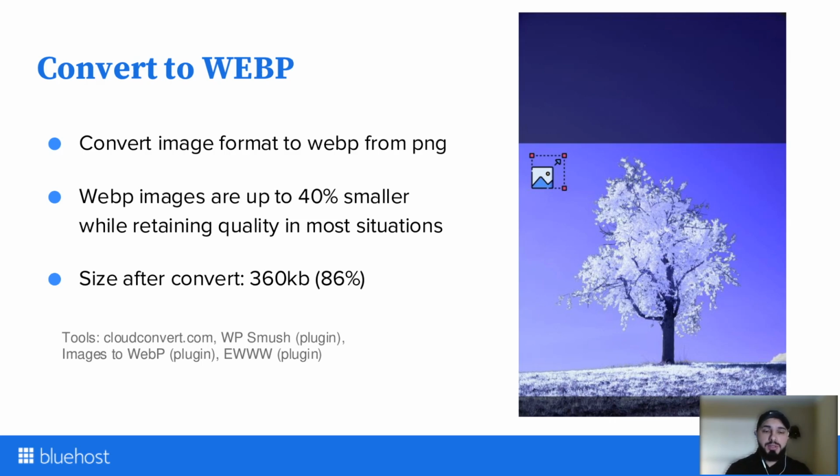And you can use tools like Cloud Convert to convert the image, or you can use tools on your website, like plugins that you install, like WP Smush, Images to WebP, or EWWW. Those are WordPress plugins. And what's nice about them is they have the ability to automatically convert the image. So you upload the image in PNG, and it will automatically convert it to WebP.